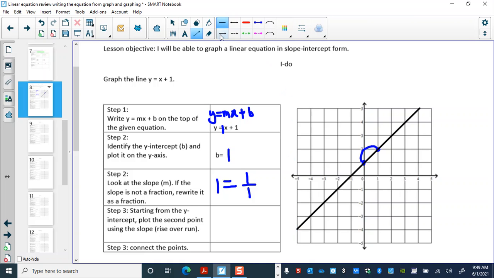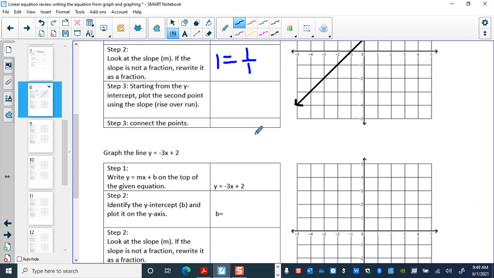So you might want to use your ruler and make sure you put the arrow at the end. So we graphed the line. When we are given the slope-intercept form, we can graph the line. So it's the second example.